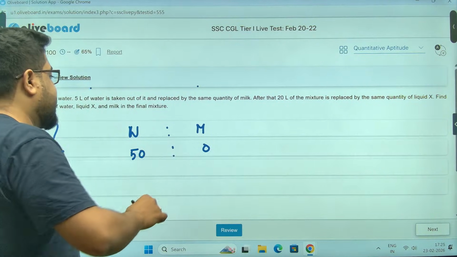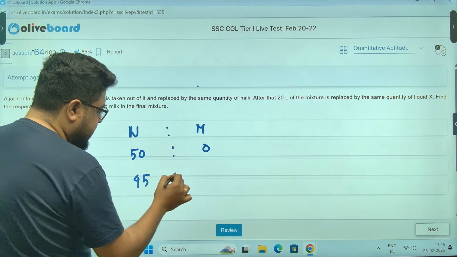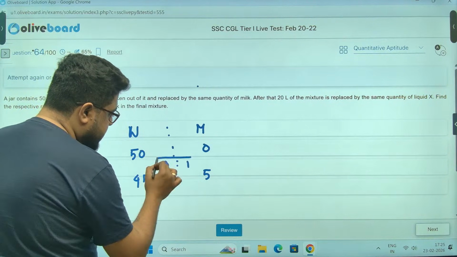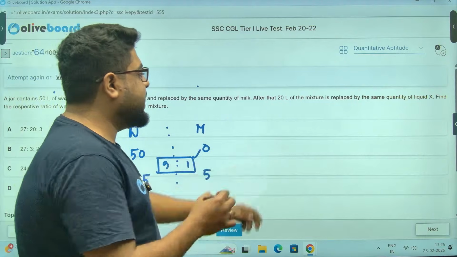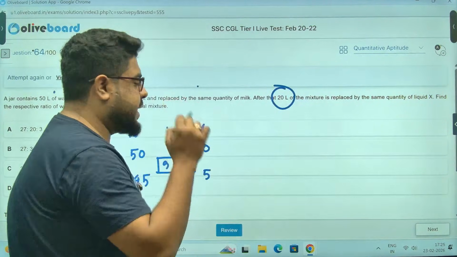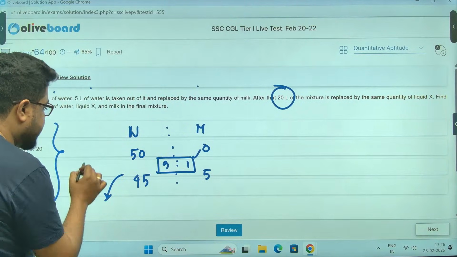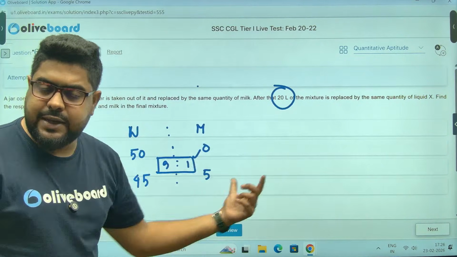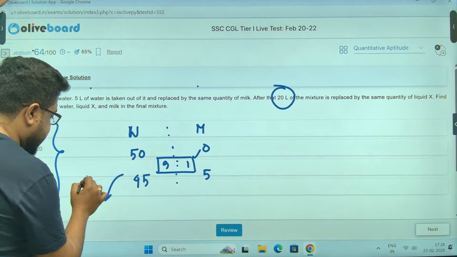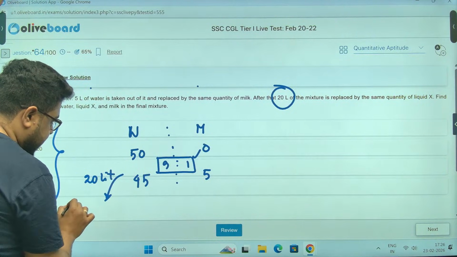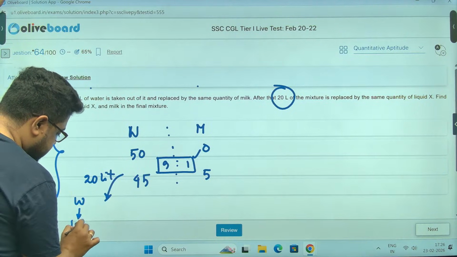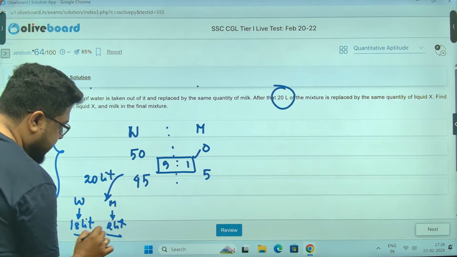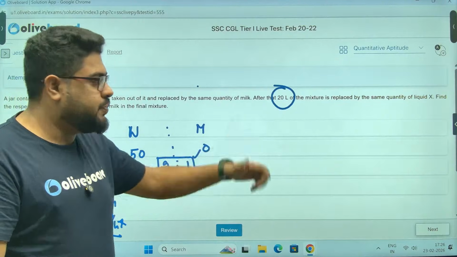5 liters taken out, meaning now 45 liters water, and in place I have added milk. So ratio is 9:1. Next time, 20 liters of this mixture has been taken out. So in this 20 liters, the water to milk ratio will be the same 9:1. So in the 20 liters I've taken out, I have 18 liters water and 2 liters milk. Clear everyone? Because the same 9:1 ratio must follow.